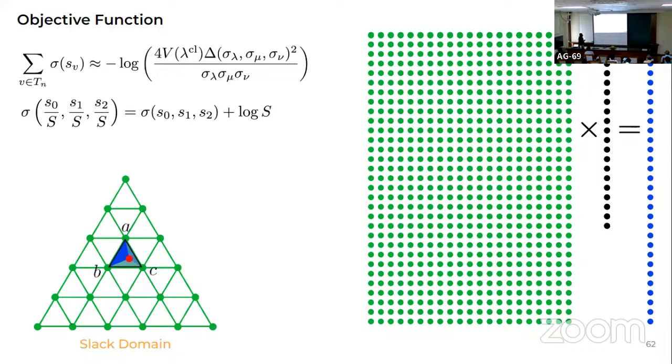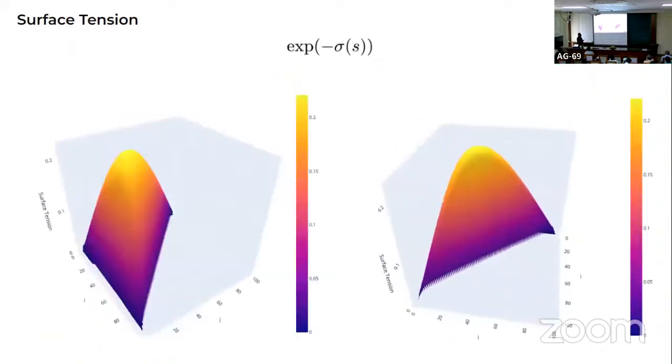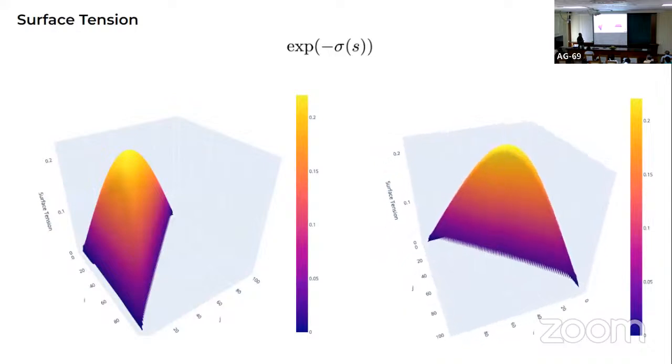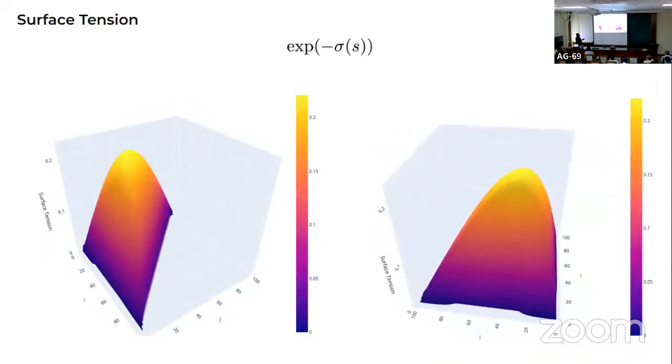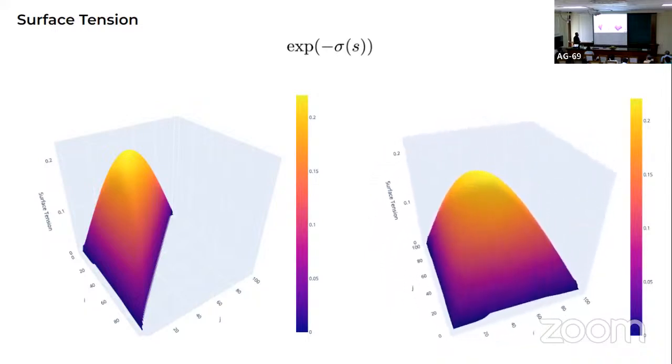And we also add convexity constraints, because we know that the surface tension is convex, and we obtain this plot for the surface tension. This is the exponential of the negation of the surface tension. So this one is quantitative.